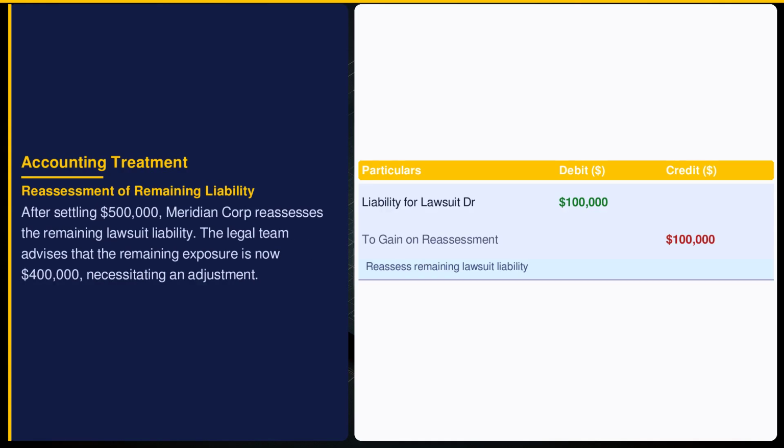Following partial settlement, Meridian Corporation's legal counsel reassesses the remaining liability at $400,000. ASC 450 dictates adjustment based on current information, resulting in a $100,000 reduction. This adjustment not only affects the liability, but also recognizes a gain, improving the net income.